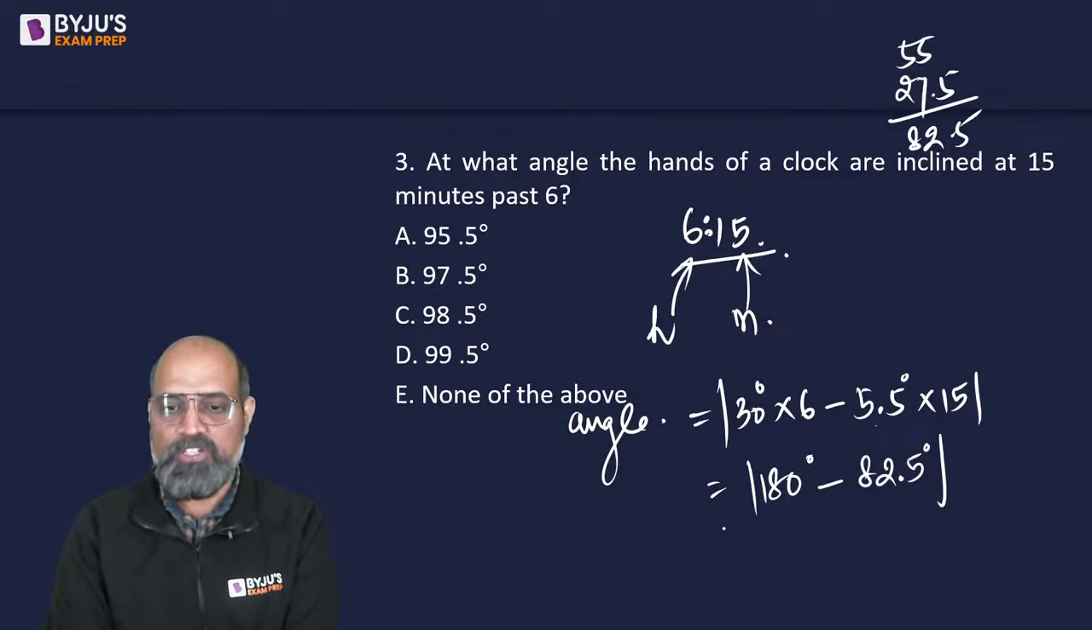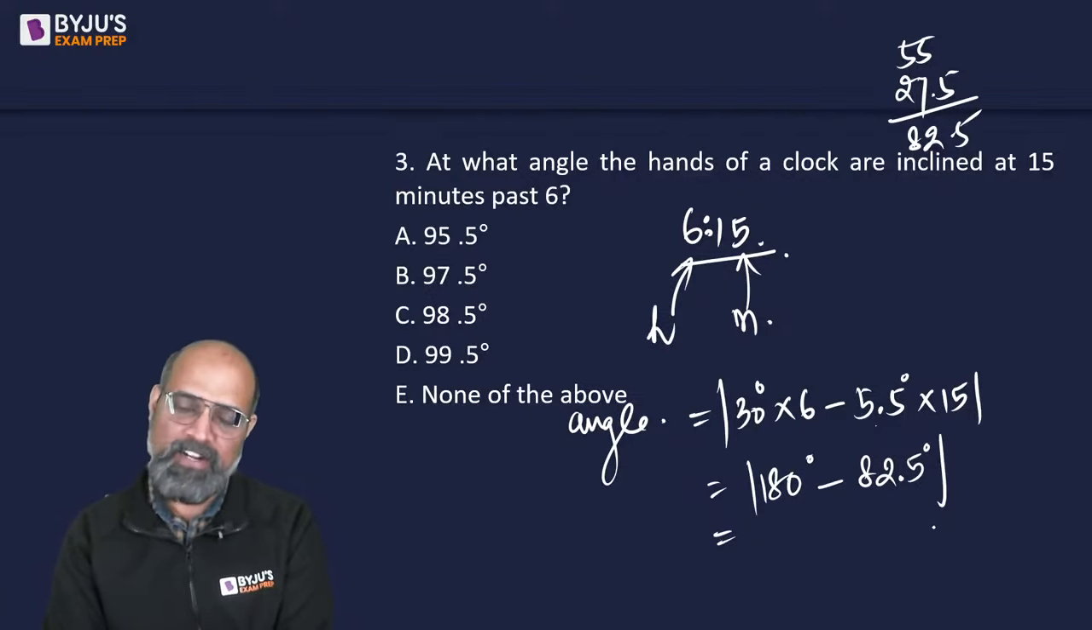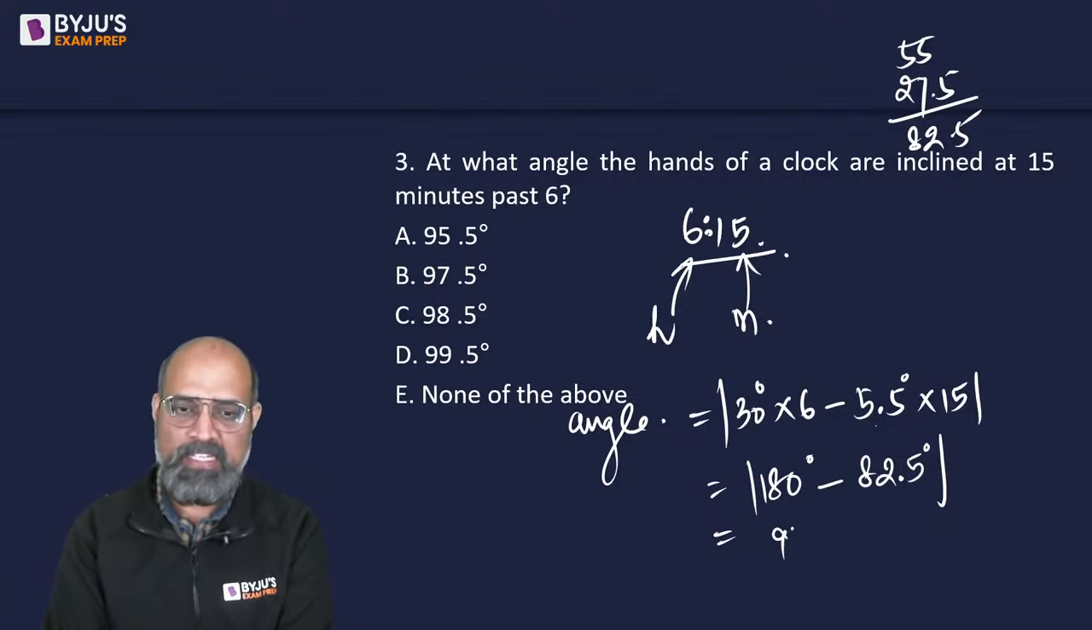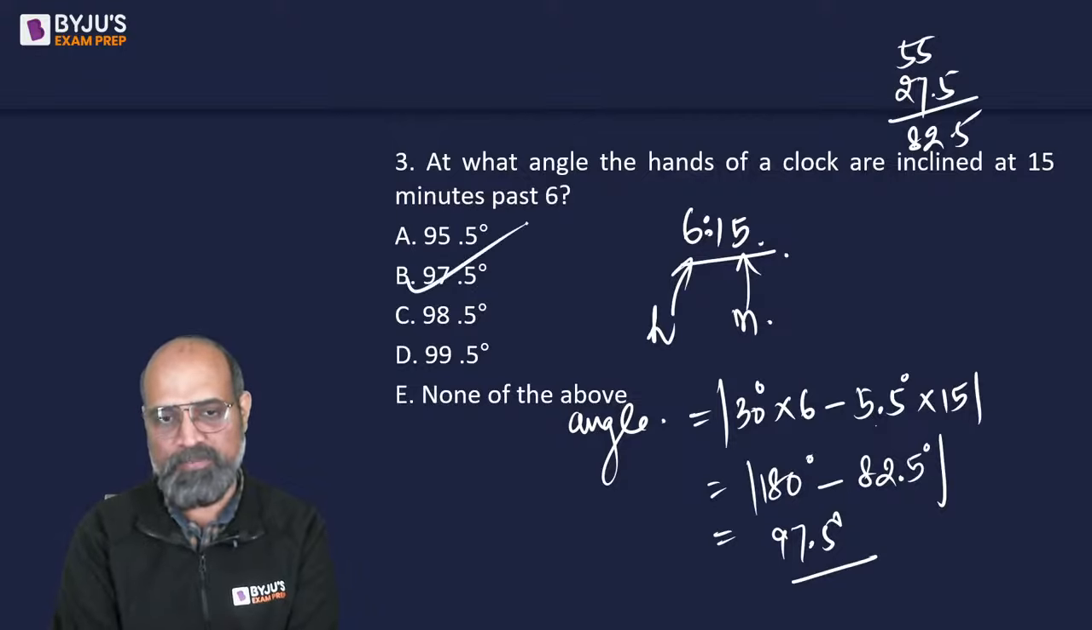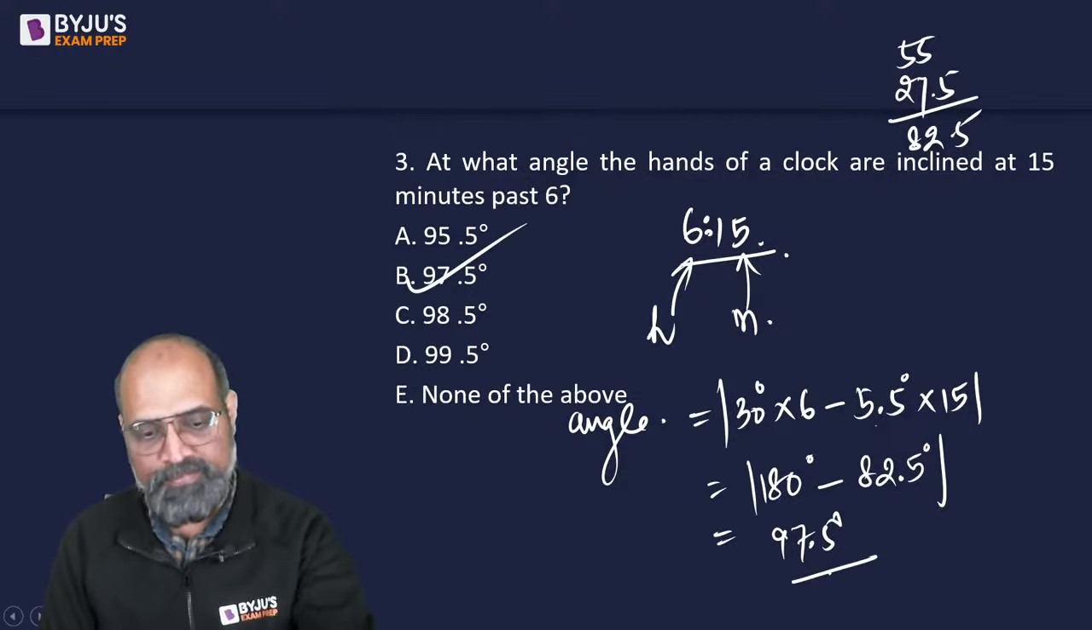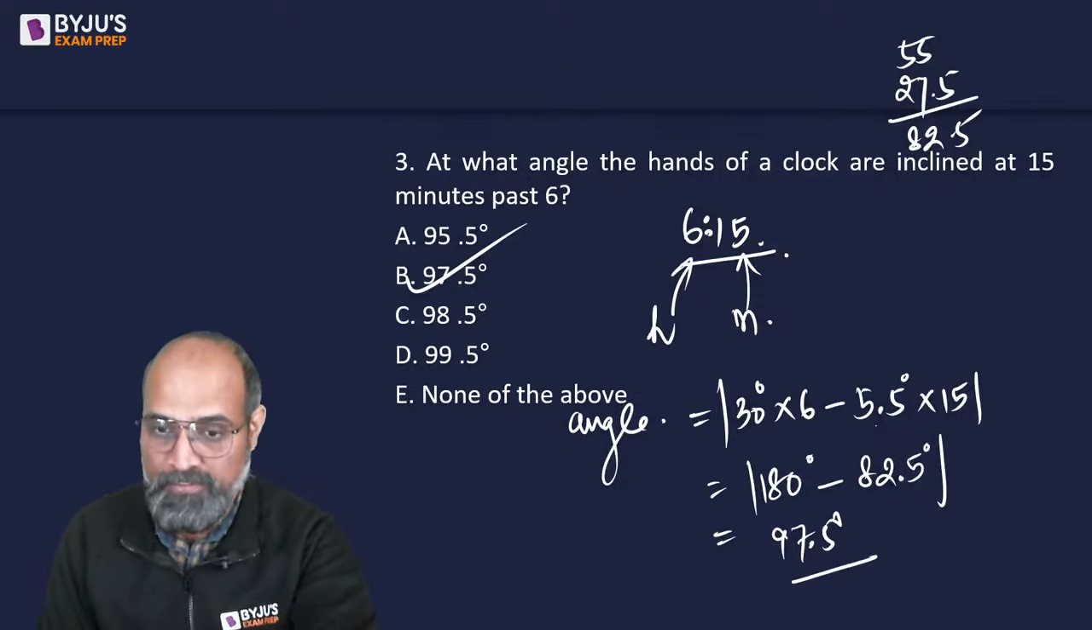Okay. So 180 minus 80 is 100. 100 minus 2.5 is 97.5 degrees. So 97.5 is what you have. So Bravo becomes our answer. Very good, Bravo.